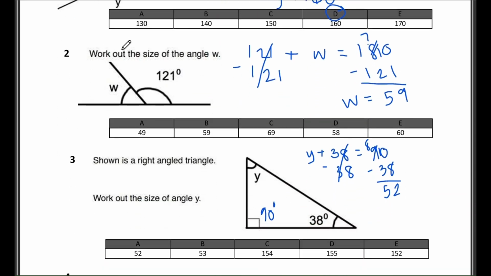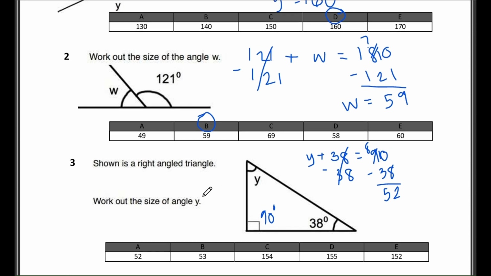Work out the size of the angle marked W, which sits on a straight line with an angle of 121 degrees. The choices are option A, 49, option B, 59, option C, 69, option D, 58, and option E, 60. The correct answer is option B, 59. Do you remember that a straight line measures 180 degrees in total? Well, to find the size of angle W, we simply take 180 degrees and minus 121 degrees from it, which gives us 59 degrees.